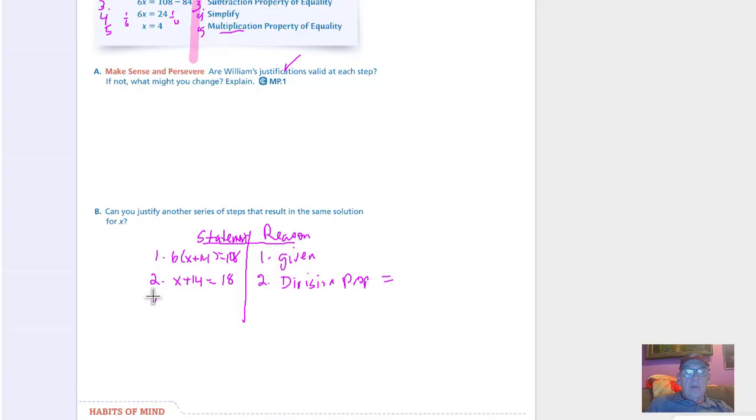And step 3, subtract 14 from both. Well, let's look at it this way. I'm going to add a negative 14 to both sides. I'm looking at it as doing the opposite of addition, which is to add a negative. I'm going to add a negative 14 on the left and a negative 14 on the right. I'm going to end up with x is equal to 4. But my thinking behind that was that I added a negative 14 to both sides, so I actually used the addition property of equality.